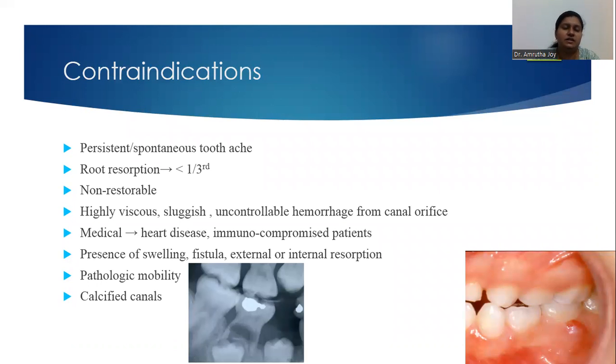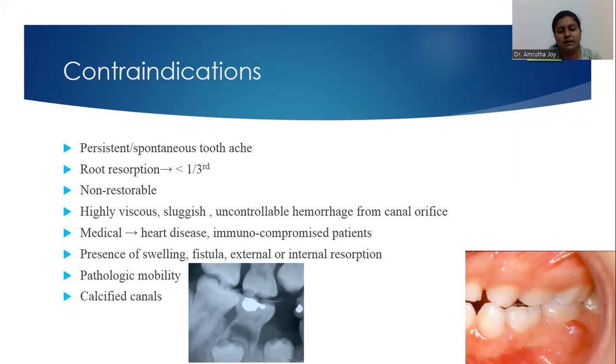Coming to the contraindications: persistent or spontaneous toothache, which indicates irreversible pulpitis; root resorption with less than 1/3 of the root remaining; a non-restorable tooth; or hemorrhage from the amputated site that is uncontrollable and dark red in color. Some medical histories, like if the patient has heart disease, is immunocompromised, or has uncontrolled diabetes, are also contraindications, because the pulpotomized tooth can act as a source of infection.